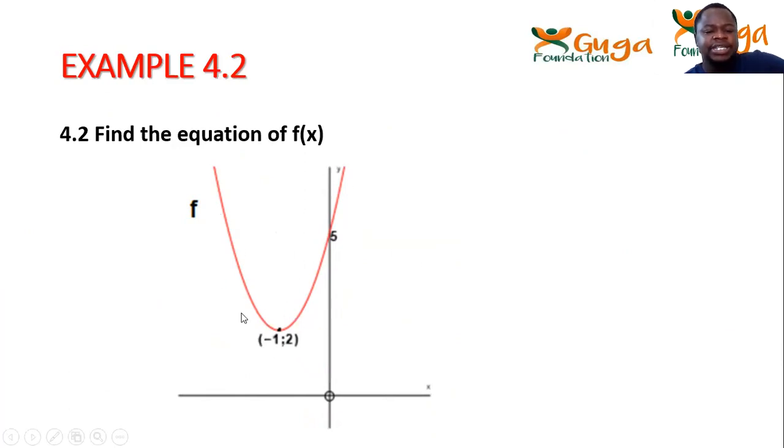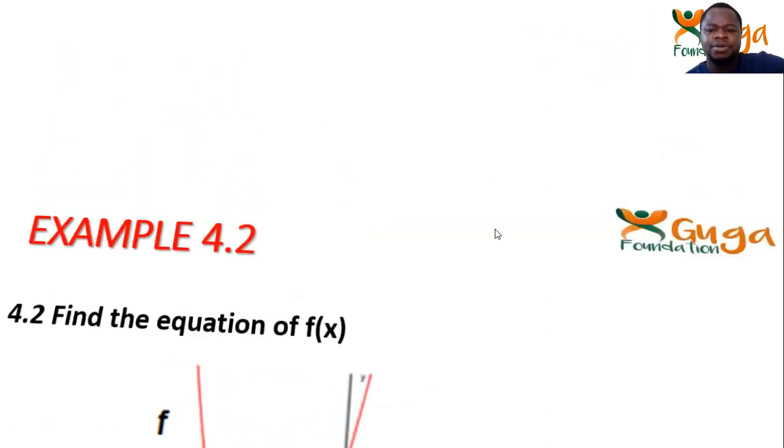So here, which case are you going to use? We use the turning point case because you are given a turning point, -1 and 2, and then you're also given a point. So this is a TP4. So you're going to use the formula y is equal to a into x minus p squared plus q, whereby p and q are your turning point substitute. Simple.